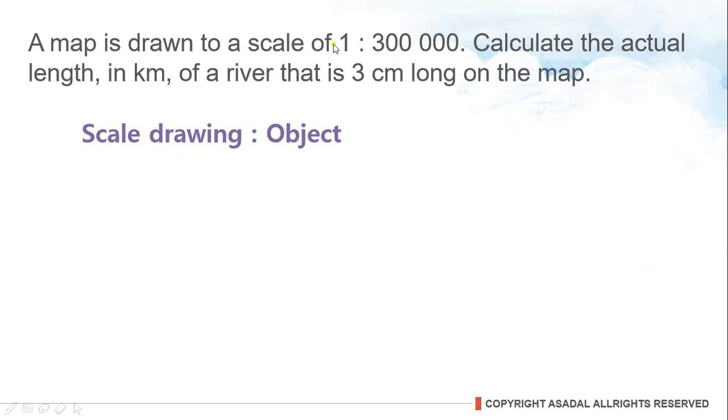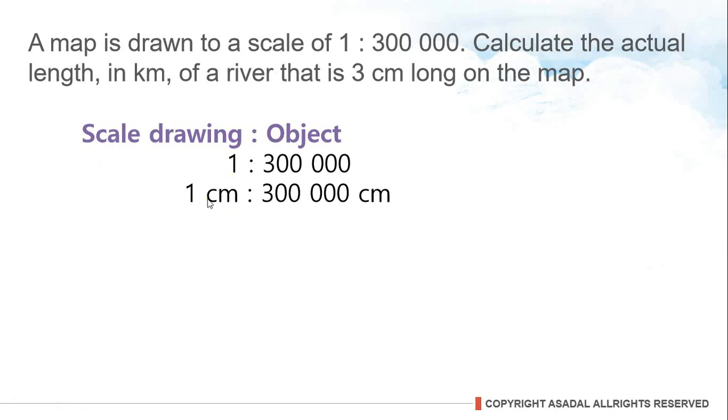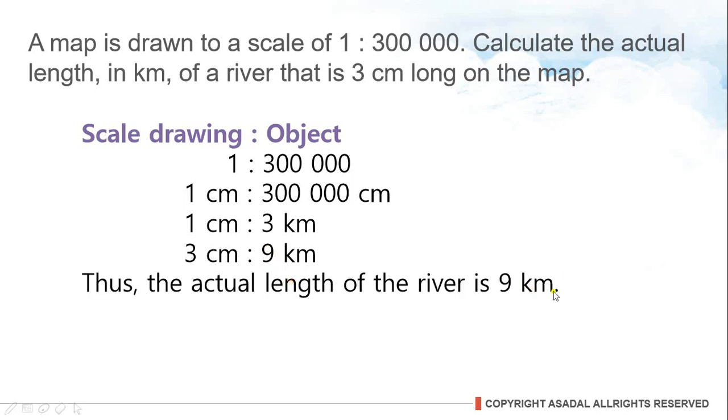So remember, in 1:300,000, 1 is for scale drawing, while 300,000 is for the object. So it means 1 cm equals 300,000 cm in actual. 300,000 cm is actually 3 kilometers. So if the river is 3 cm, then the actual length of the river is 9 kilometers. So the answer is 9 kilometers.